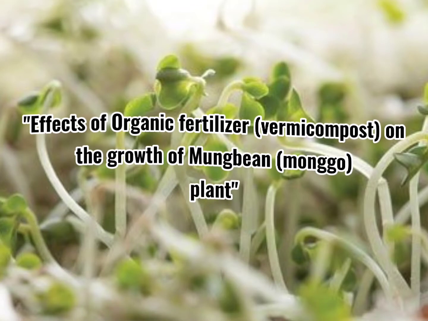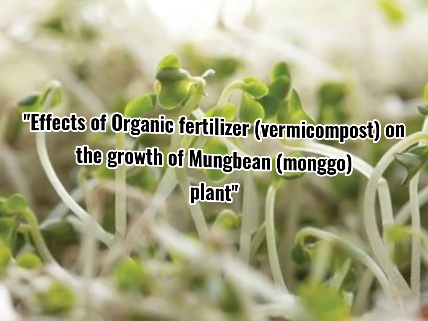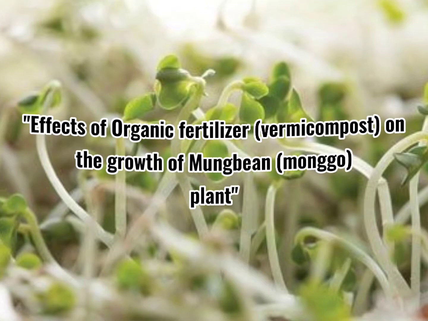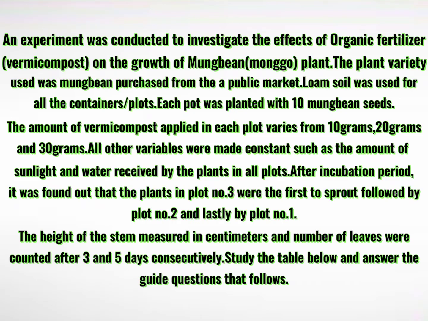So let's now read the article Effects of Organic Fertilizer or Vermicompost on the Growth of Mung Bean or Mungo Plant. An experiment was conducted to investigate the effects of organic fertilizer or vermicompost on the growth of mung bean or mungo plant. The plant variety used was mung bean purchased from the public market. Loam soil was used for all the containers or plots. Each plot was planted with 10 mung bean seeds. The amount of vermicompost applied in each plot varies from 10 grams, 20 grams, and 30 grams.